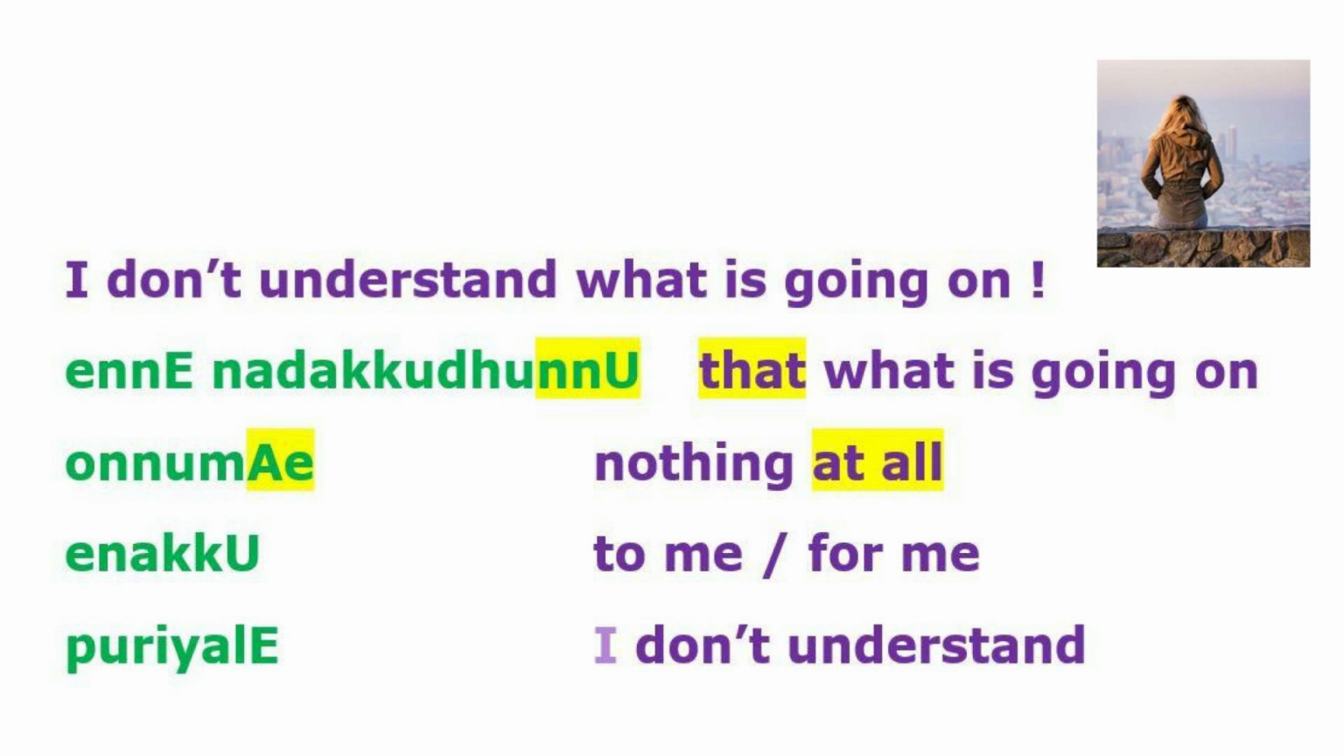I don't understand what's going on. Just imagine the lady, she's sitting there and she's wondering, I don't understand what's going on. என்ன நடக்குதுன்னு ஒண்ணுமே எனக்கு புரியல. The yellow on the left and the right corresponds to each other. என்ன நடக்குதுன்னு means what is going on.